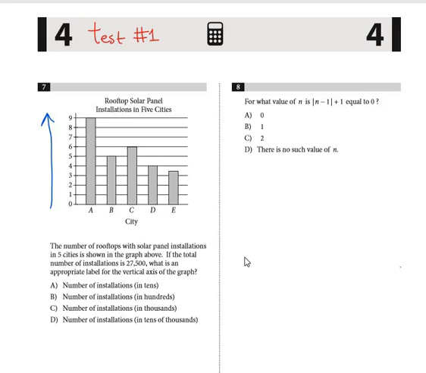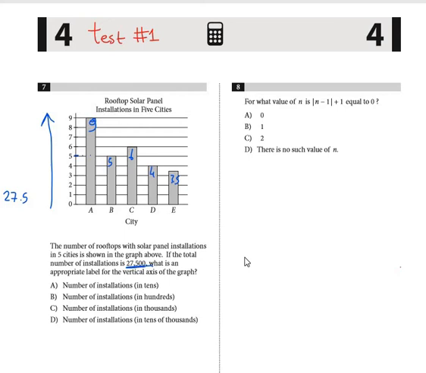Let's count. This is a histogram, and you should know how to read the histogram. So let's count the rooftops with solar panels. We have 9 units here. We have 5 units here. We have 6 units here. We have 4 units here, and we have 3.5 units here. And altogether, 9 plus 5 is 14, plus 6 is 20, plus 4 is 24, plus 3.5 is 27.5. This 27.5 is representing the total number of solar panels on the rooftops.